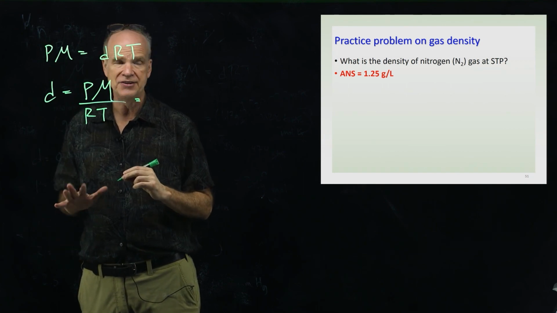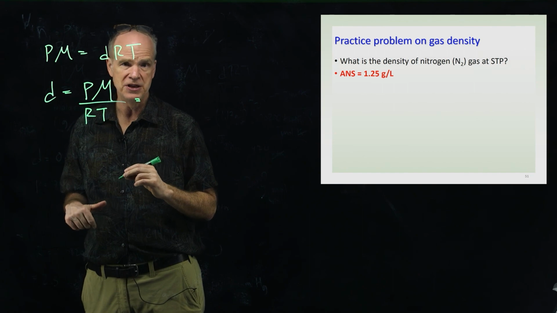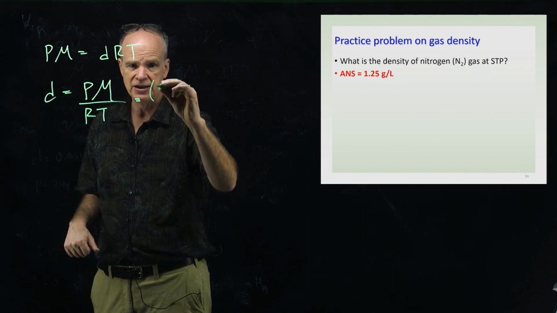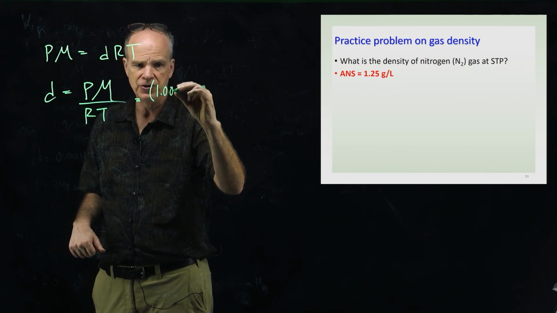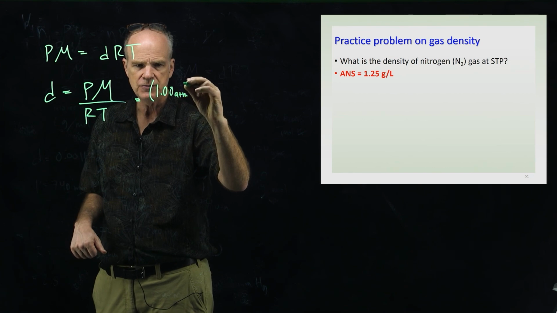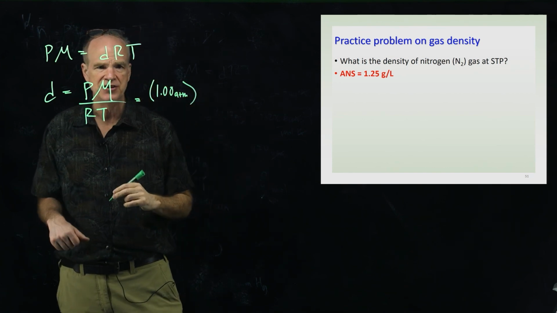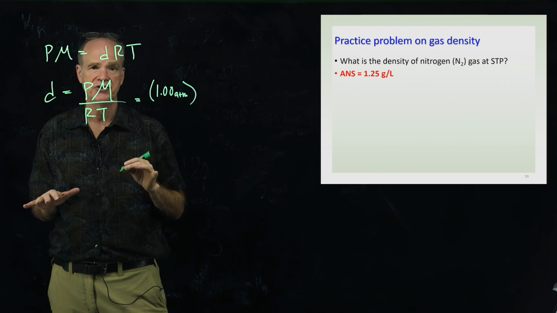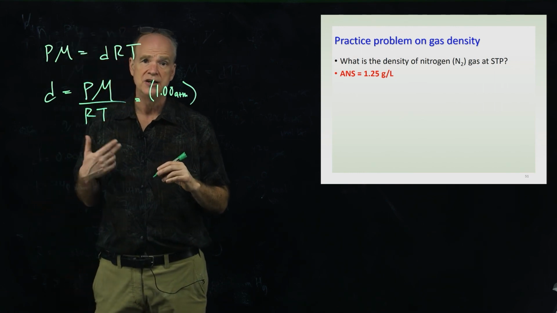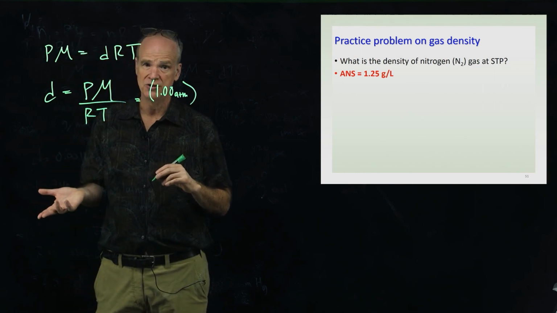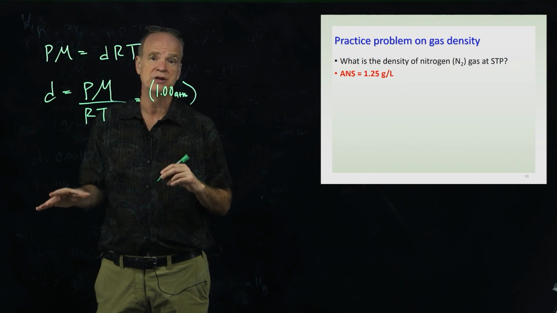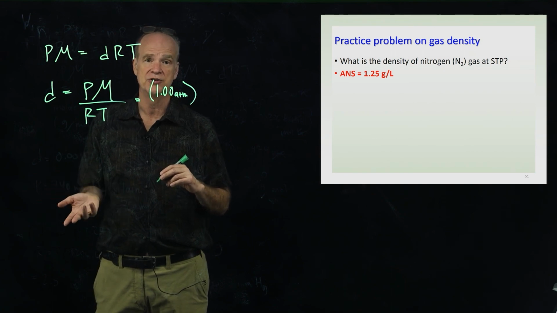So if we're at standard temperature and pressure, we know what P will be. So I'm just going to write that in. It's going to be 1.00 atmospheres. The molar mass, even though that isn't given to us in this problem, what we can do is we know the identity of the molecule. And since we know the identity, we can figure out what the molar mass for that molecule is going to be.